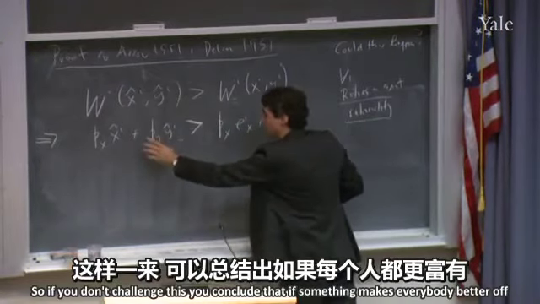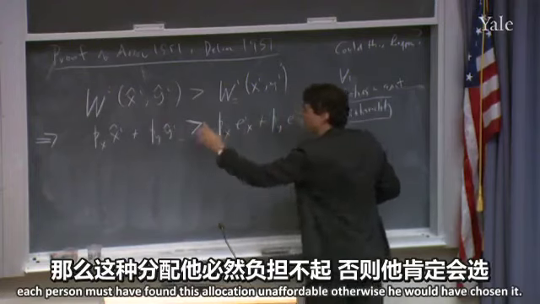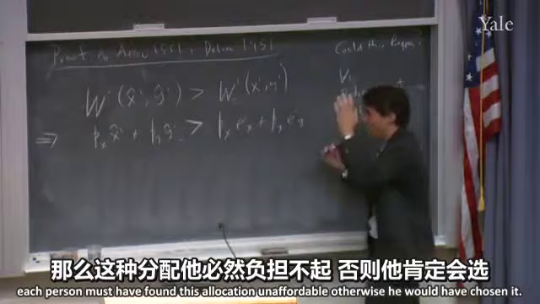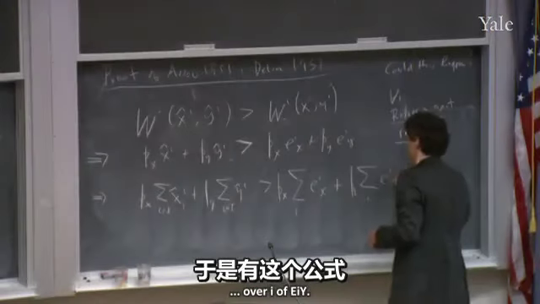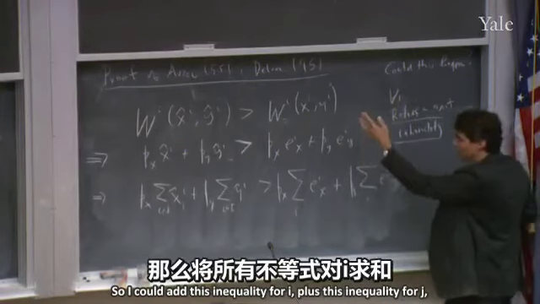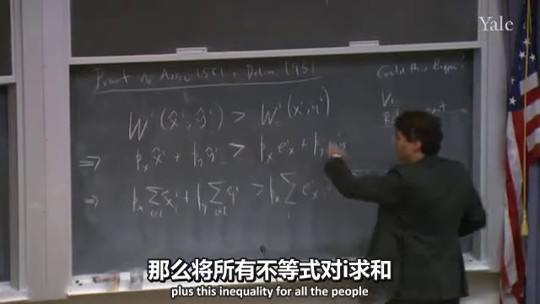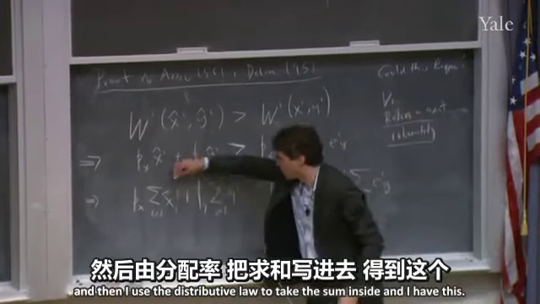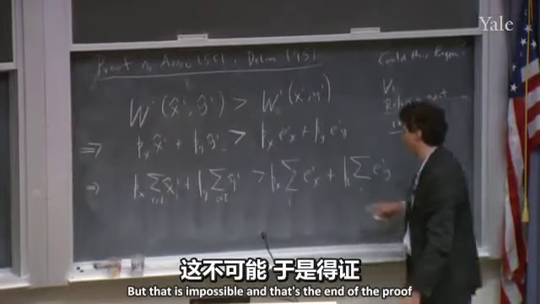So if you don't challenge this, you conclude that if something makes everybody better off, each person must have found this allocation unaffordable. Otherwise, he would have chosen it. Over i of Eiy. So all I did was, that's true for every single person i, so I could add this inequality for i plus this inequality for j plus this inequality for all the people, and then I use the distributive law to take the sum inside, and I have this.